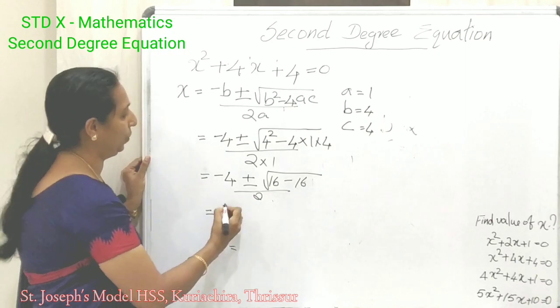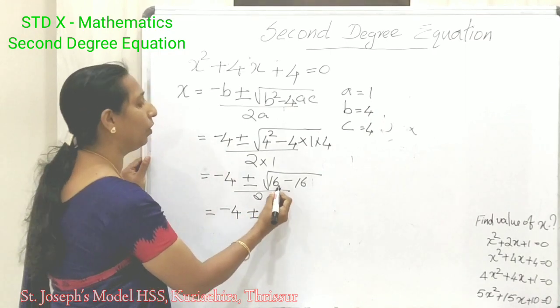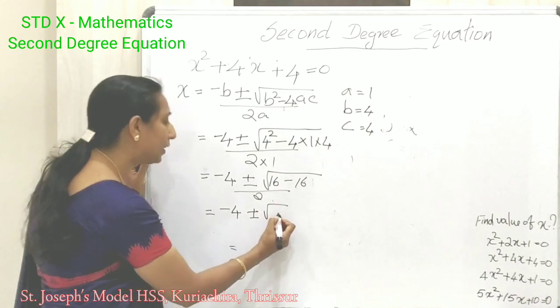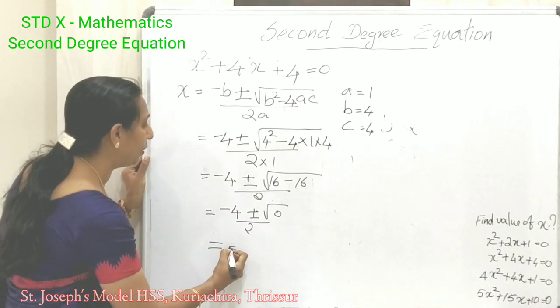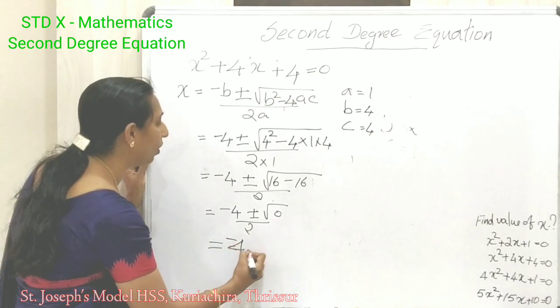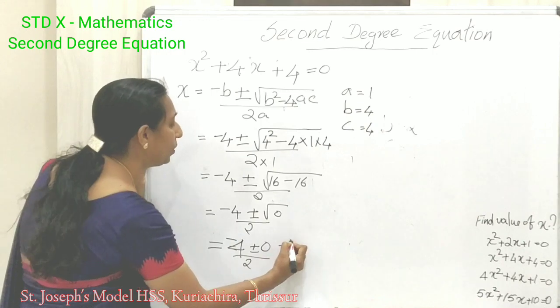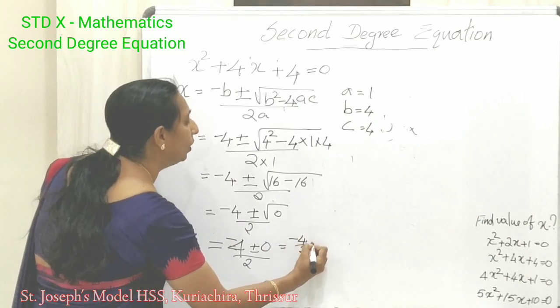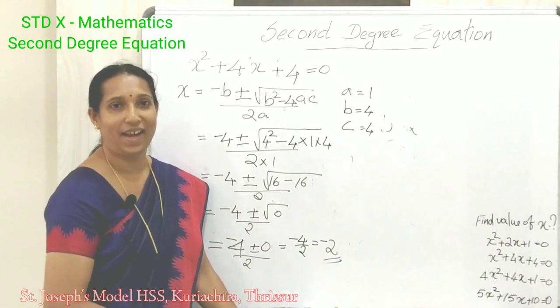Again, that is equal to minus 4 plus or minus square root of 16 minus 16, that is 0, divided by 2. And here, that is equal to minus 4 plus or minus 0 by 2. That is equal to minus 4 by 2, that is equal to minus 2. This is the value of x.